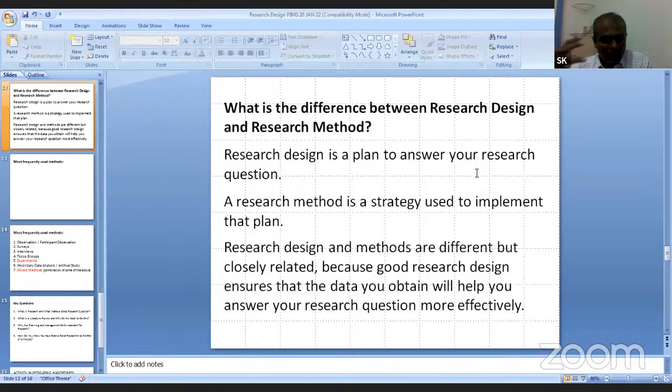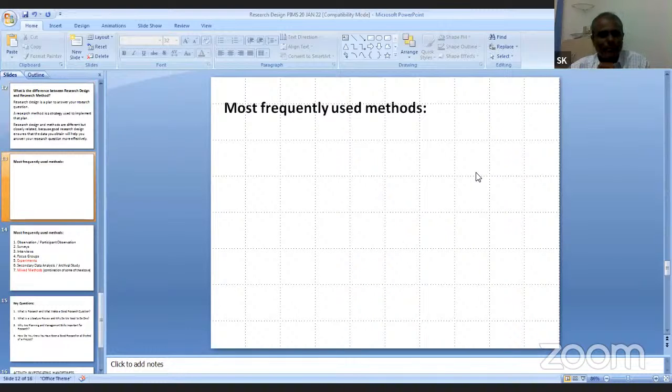So good research design ensures that we obtain good data, and to obtain good data, we need to have good methods. And to bring in good methods, we have to have a good research design. So they're inseparable in that context. Okay. So now, what would be some of the most frequently used methods?